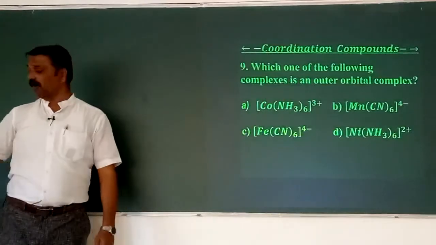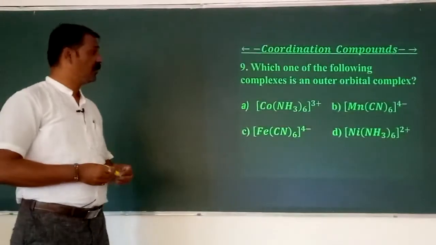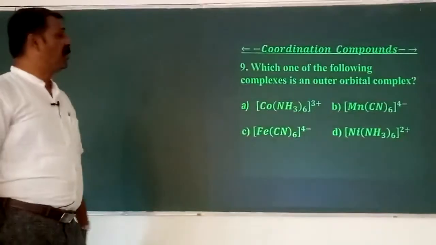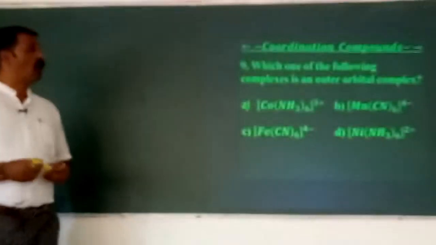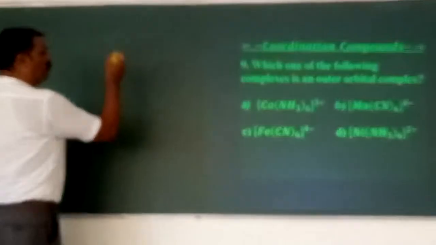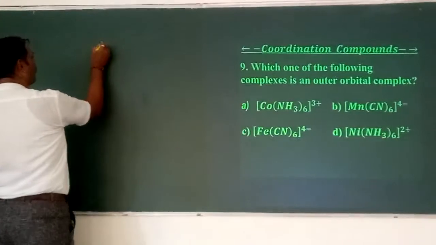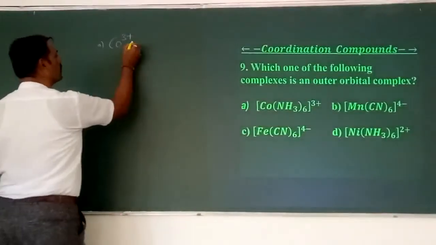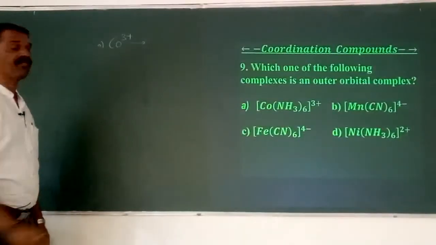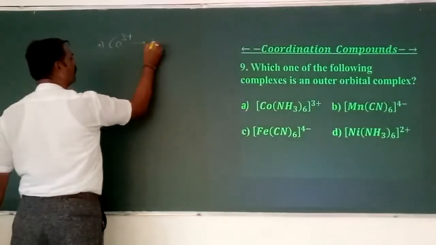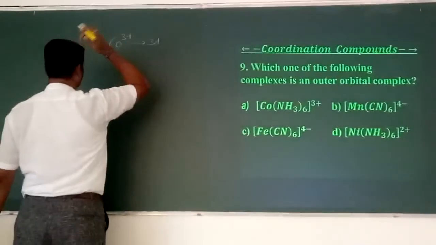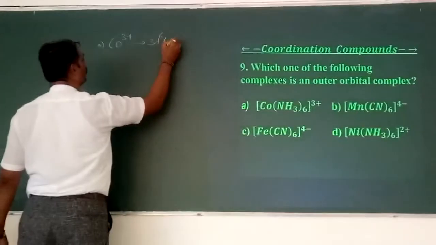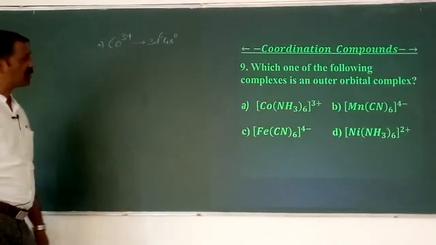Which one of the following complexes is an outer orbital complex? Directly I will move on to this. In case of A, I think Co3+. What is the Co3+ configuration first? It is 3d7, no, 3d6 4s0, I think. 3d6 4s0.